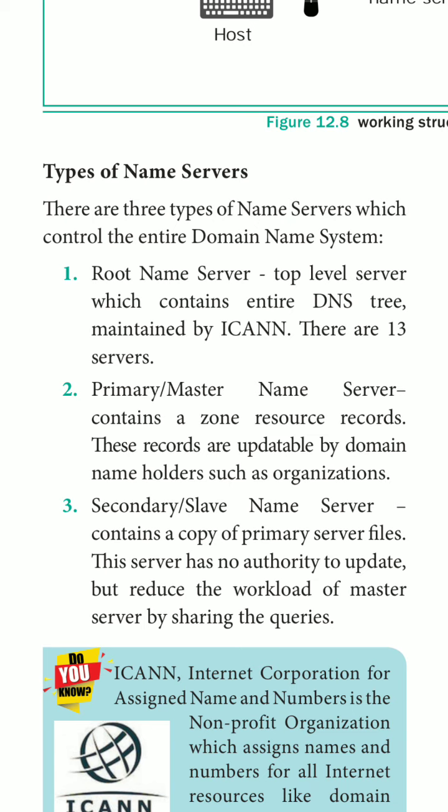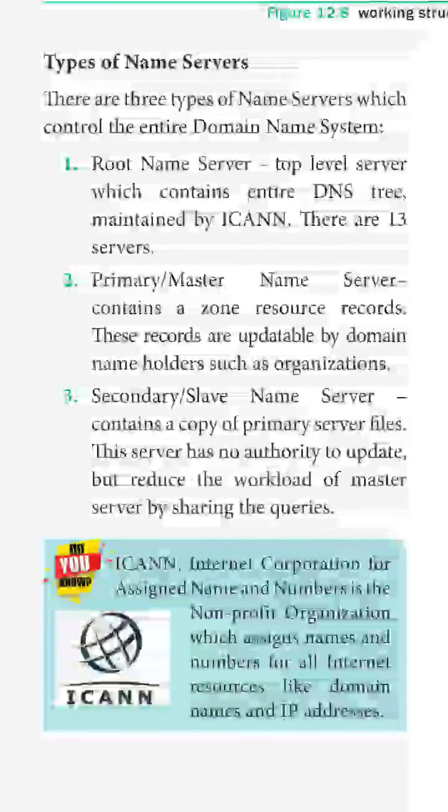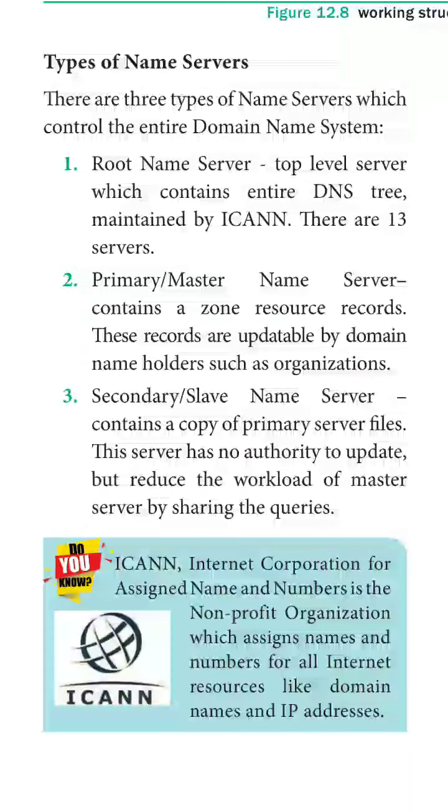Next is the primary name server. This has zone resource records that are updatable by domain name holders such as organizations. The second is the secondary or slave name server. This contains a copy of the primary name server. So if the primary name server gets shut down due to some technical issue, then the secondary name server will come to play the role of the primary name server.